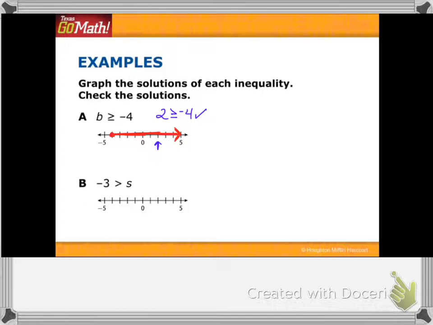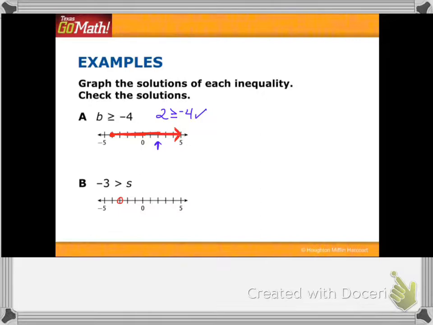-3 is greater than S. So the first thing I'm going to do is think about my point, open or closed. Well, it's not equal to, so it's going to be an open point. I'm going to find where -3 is on my number line. 1, 2, 3. So here's my -3, and I'm going to make my open circle. This is where -3 is.